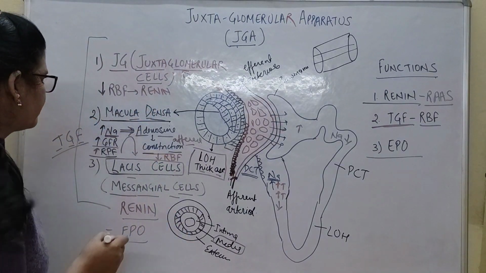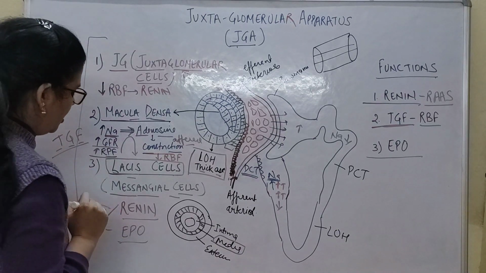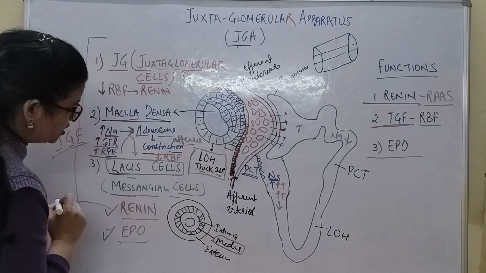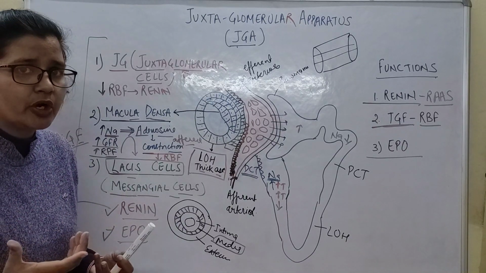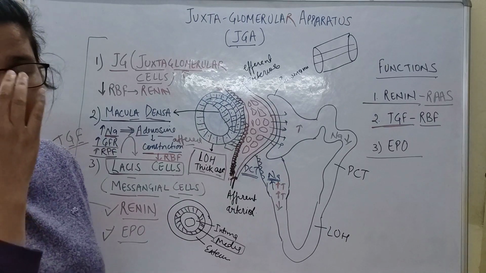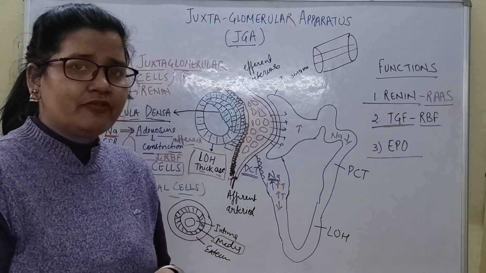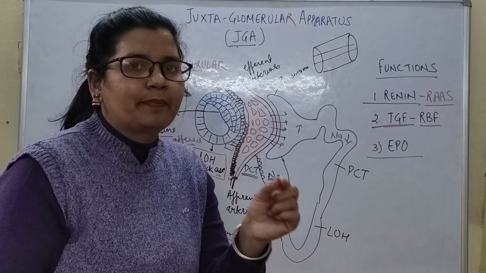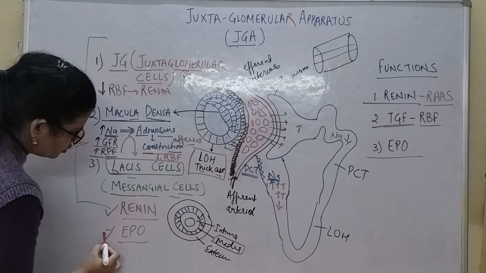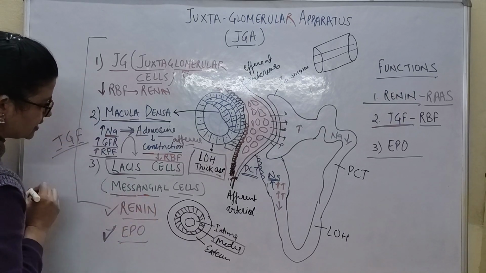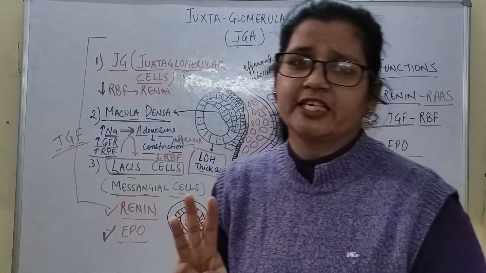They also secrete some renin in response to reduced renal plasma flow. In addition, they also secrete some erythropoietin hormone. We know what erythropoietin is. It is secreted by some cells surrounding the tubule, which is why we call them peritubular capillary cells. But some erythropoietin is also secreted by mesangial or lacis cells. So that's all about the 3 parts of the JG apparatus.